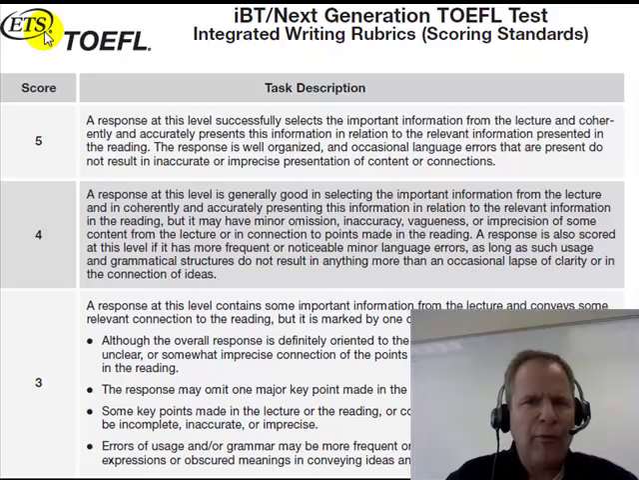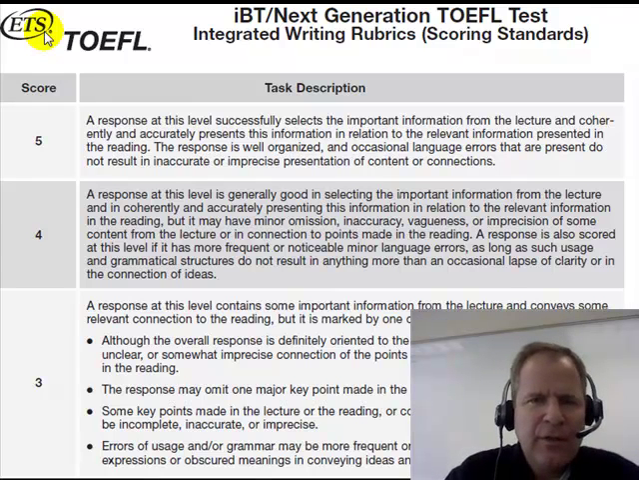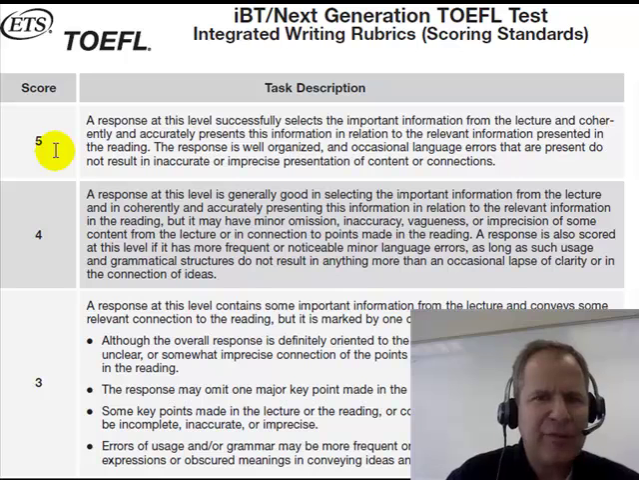Now, according to the TOEFL iBT rubrics that ETS uses to grade this particular scoring response, I think at the minimum you will score 4, if not 5, on this particular writing task. Let's look at the score of 4 first.